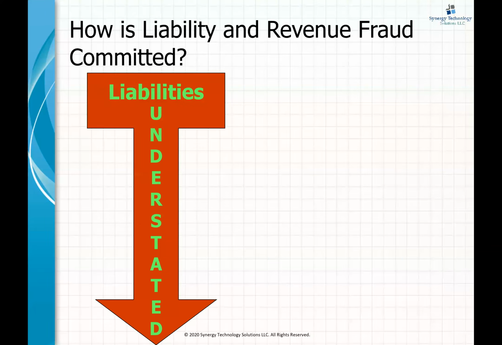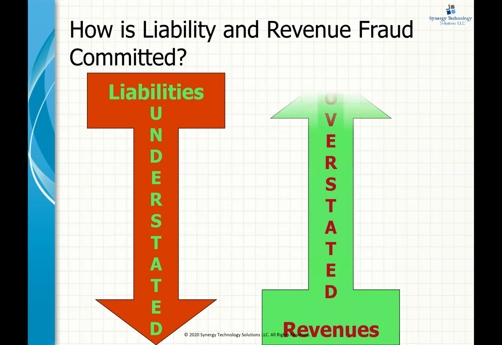Now, how are liability and revenue frauds committed? For the financial statement to look good, you want to understate the liabilities and overstate the revenue. If you can do that, your financial statement is going to look really, really good. That is going to impress your investors and everybody. And that's what we have seen consistently being done in all the companies that the SEC is investigating, in all the investigations that are done globally.